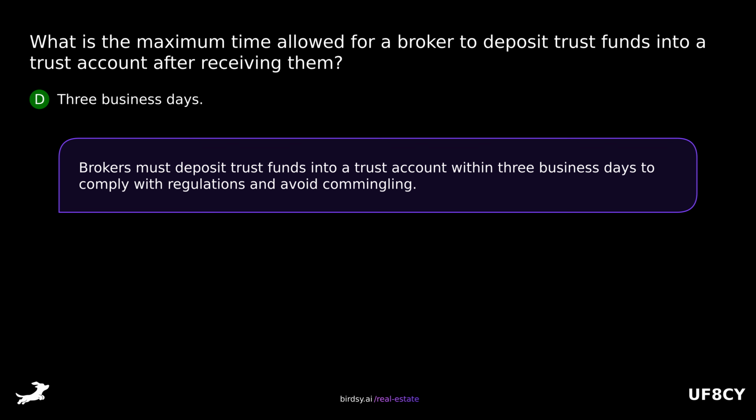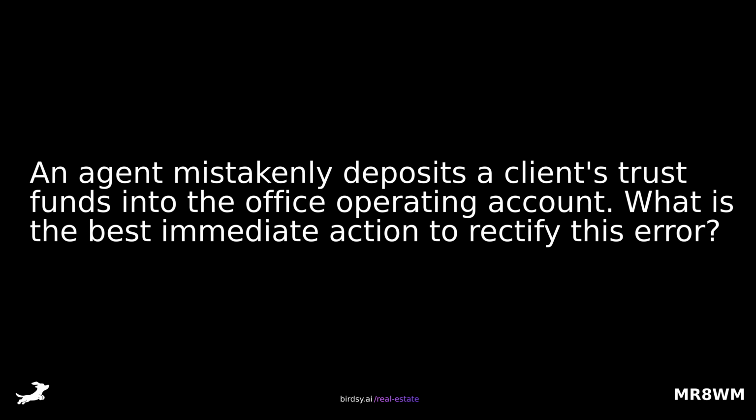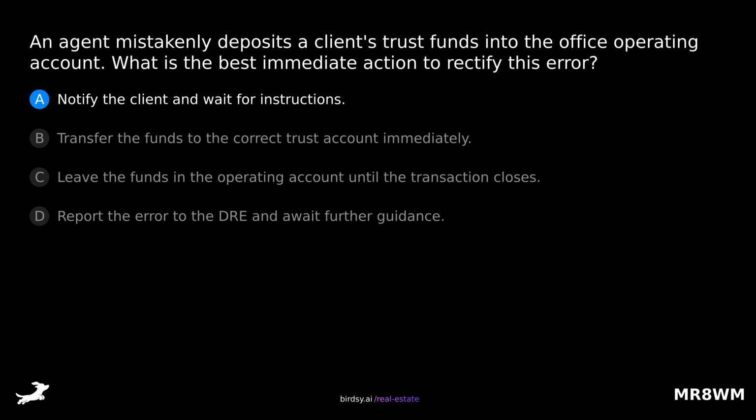Brokers must deposit trust funds into a trust account within 3 business days to comply with regulations and avoid commingling. An agent mistakenly deposits a client's trust funds into the office operating account. What is the best immediate action to rectify this error? Is it A, notify the client and wait for instructions? B, transfer the funds to the correct trust account immediately?